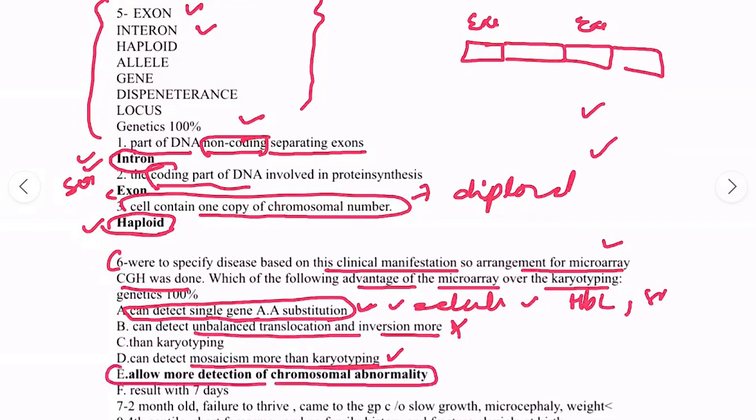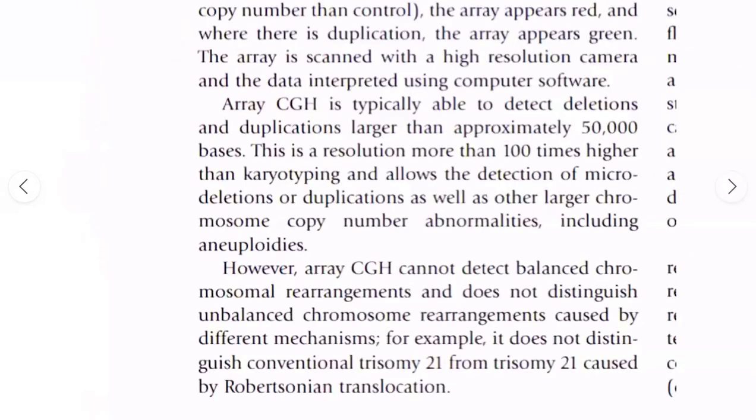Yes, this one is the answer. Chromosomal abnormalities. Which chromosomal abnormalities? Your deletions and duplications. Results within 7 days? No. What is the duration of the results? Karyotyping will give results after 4 weeks, and CMA usually gives results within 2 to 3 weeks. I will show you.